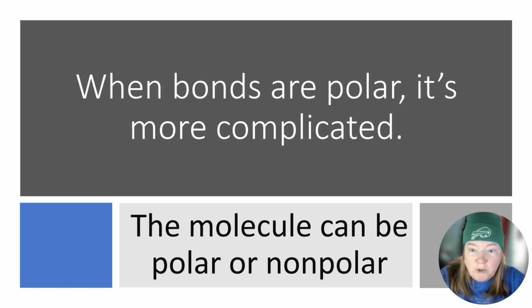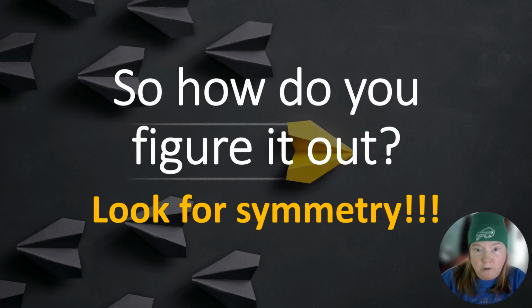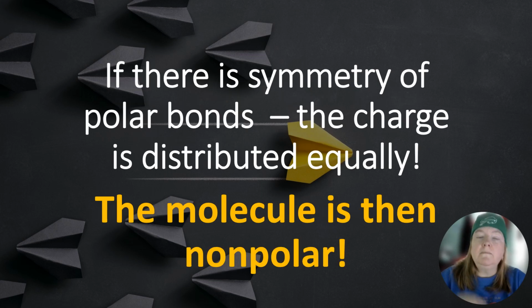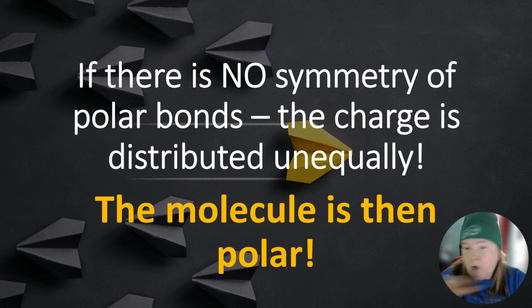When the bonds are polar, it's a little bit more complicated, or if you at least have one bond that's polar. So the molecule overall can be polar or nonpolar. So how do you figure it out? Well, you look for symmetry. If there's symmetry of the polar bonds, the charge is distributed equally, then the molecule itself is nonpolar. So it would be a nonpolar molecule with polar bonds. If there is no symmetry, then the charge is distributed unequally, and then the molecule is polar. So the molecule is polar with polar bonds.